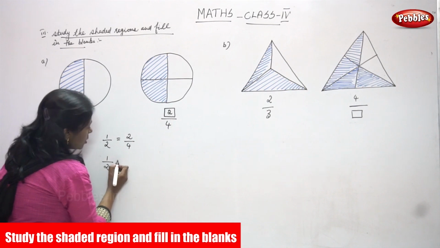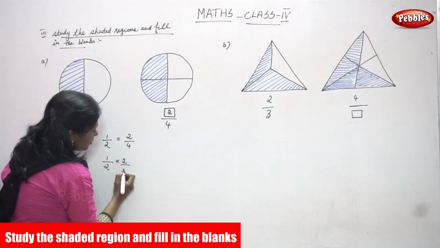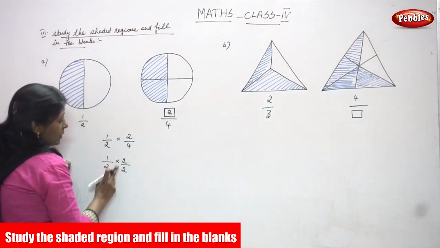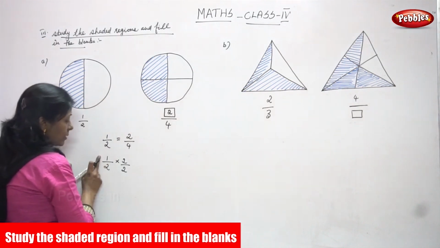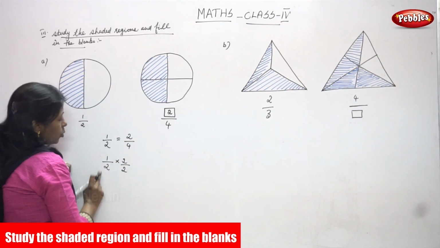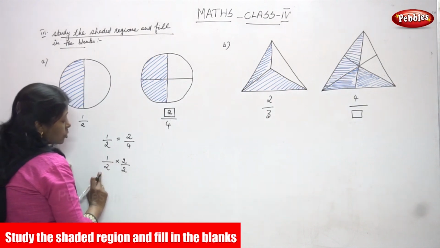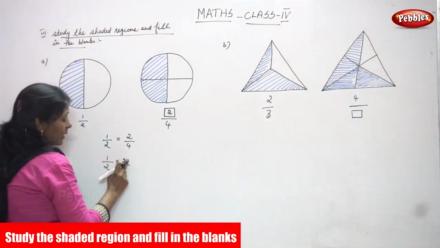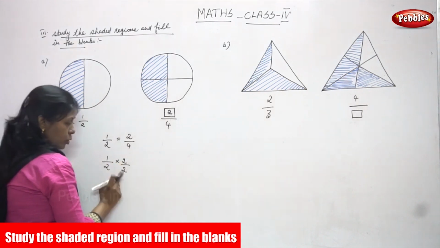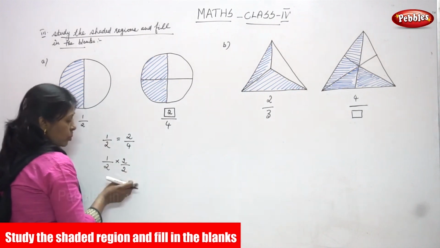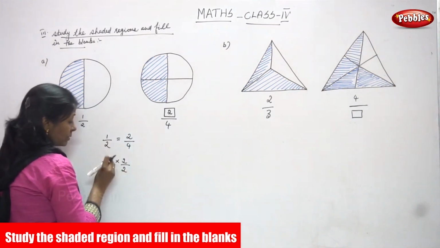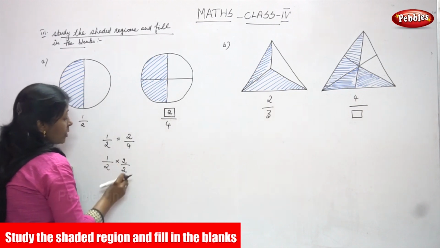1 by 2. I am going to multiply this fraction by 2. 1 is the numerator and 2 is the denominator. So 1 is going to be multiplied by 2 as well as 2. If the numerator is multiplied by 2, the denominator is also multiplied by 2. If the denominator is multiplied by 2, the numerator is also multiplied by the same number. Multiply by 2. That is the rule.